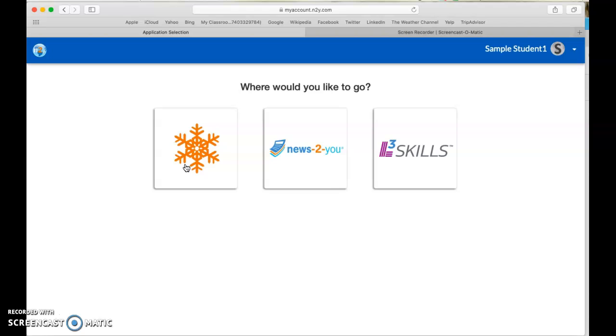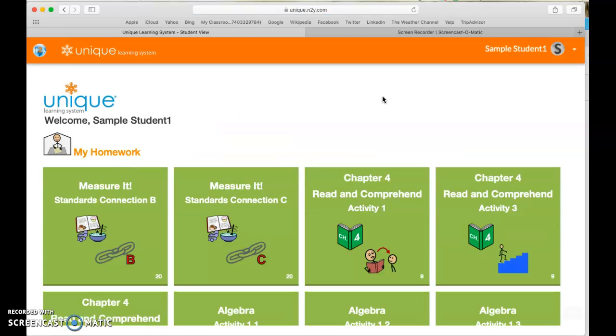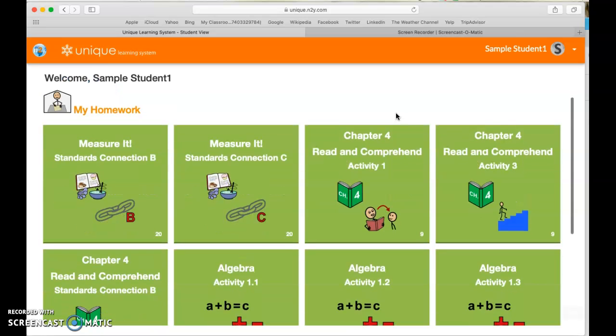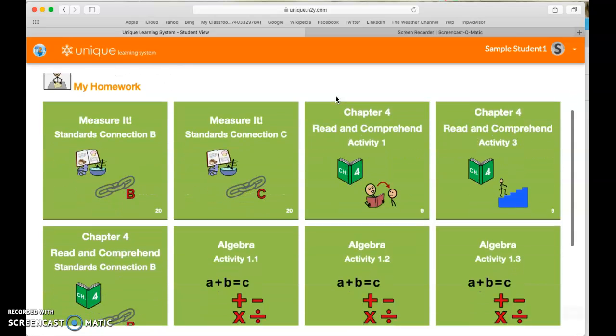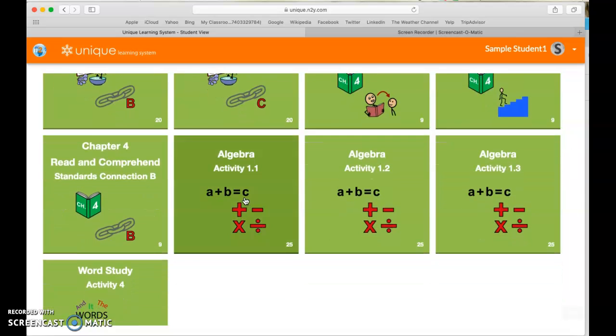And then click on the snowflake. Here I am. I have a lot of things going on today because I had some other assignments from other classes and my sample student is signed up for all of them. So here's what we are doing today. Algebra Activity 1.1. If you see it on Google Classroom, it's listed as Lesson 25, which you see down here in the corner. So this is what we're going to start with today.